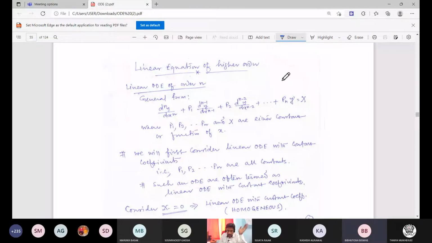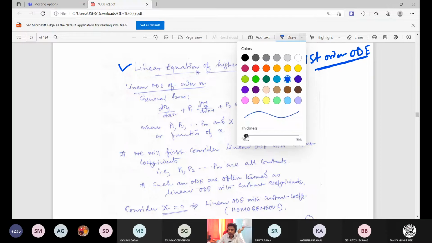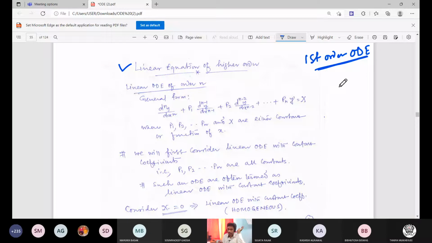The other topic from ordinary differential equations that is part of our course is linear differential equations of higher order. As I have mentioned, Professor Pal will go through the first order ordinary differential equations of different types, which may be linear or may not be linear. He will cover all those things, but I will consider only the second order or higher order differential equations here.